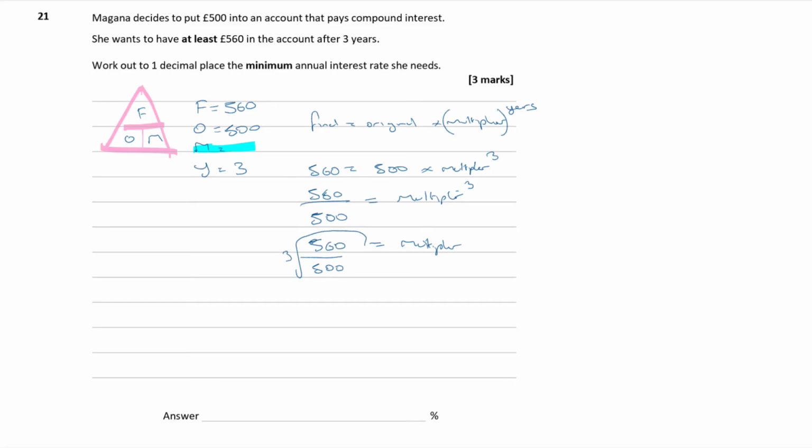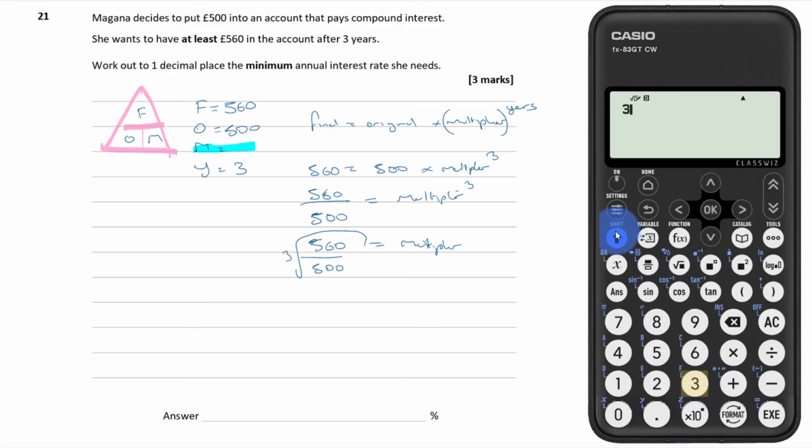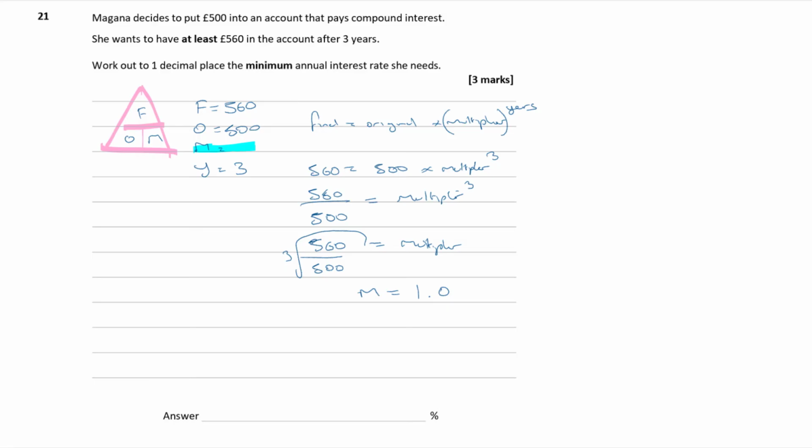So what's that then? 560 divided by 500, cube root of that. So shift cube root of 560 over 500. I make that 1.0384. Now I'm going to write that out correct to 4 significant figures for now. So my m value is equal to 1.0384. Now this is more decimal points than I'd normally write down, but I'll explain why in a minute. So the multiplier then is that.